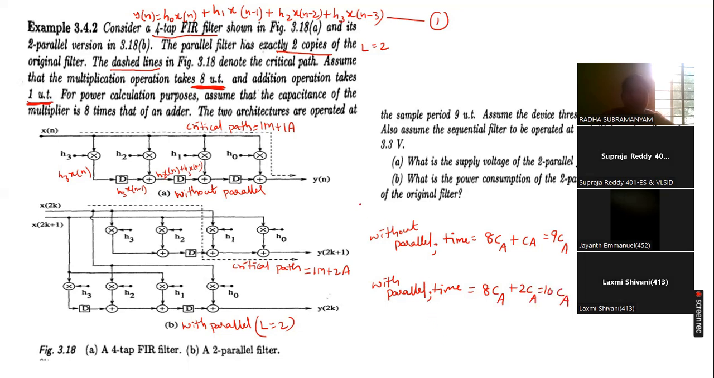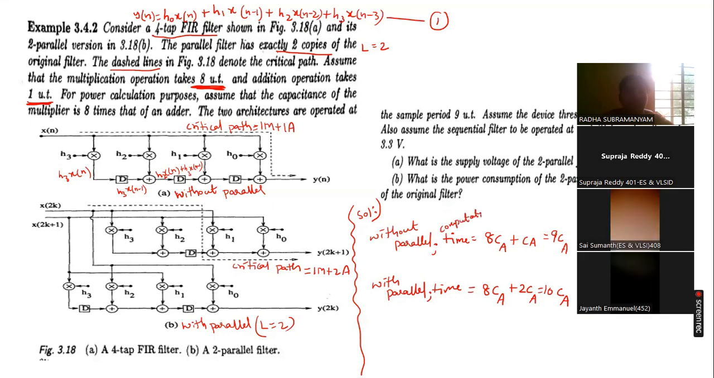So this is about the computational time in the critical path without and with parallel processing. So now we will go with the equations.